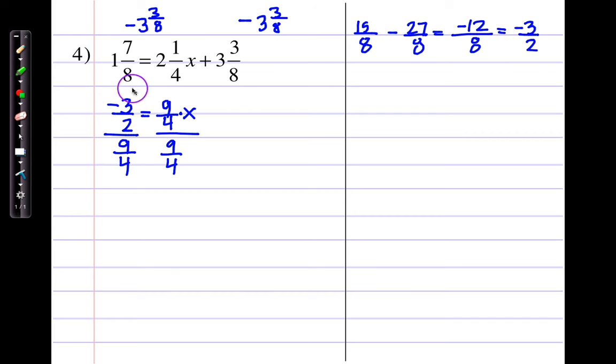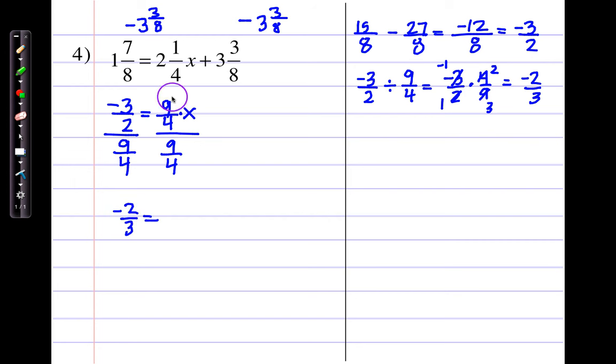Here I can't do this off the top of my head, so I'm going to rewrite it as -3/2 divided by 9/4, which is equivalent to -3/2 times 4/9. I can cross cancel. Here it's going to become -1/3. Here divided by 2 becomes 1. This becomes 2, leaving me with -2/3. So here I have -2/3 equals, these cross cancel, leaving me with x.